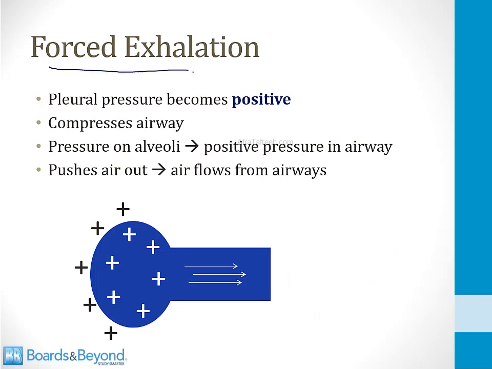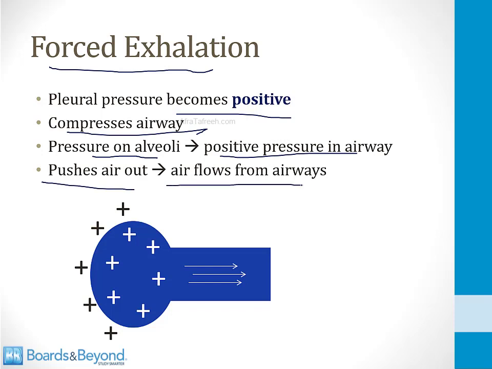Now let's talk about forced exhalation. When you use all your muscles to push air out of your lungs as hard and as quickly as possible, the physiology of this process of forced exhalation is different than the physiology we've been talking about for normal quiet breathing. During forced exhalation, the pleural pressure becomes positive. This is going to compress the airway and put pressure on the alveoli and generate positive pressure in the airway, much higher than what you get during normal quiet breathing. And this is going to push air out and air is going to flow from the airways.